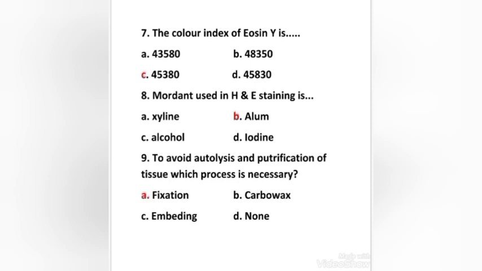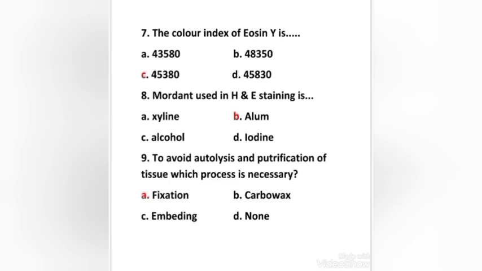Next question. Mordant used in hematoxylin and eosin staining is xylene, alum, alcohol, iodine. Right answer is option B. Alum is used as a mordant in hematoxylin and eosin staining.